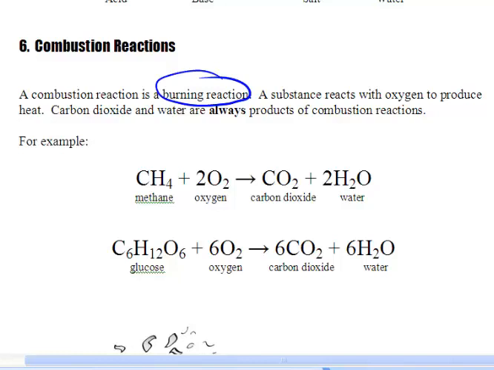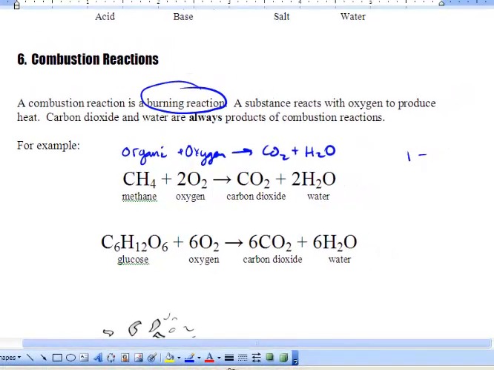So right now we've got CH4, which is methane, and usually we have an organic molecule plus oxygen, and we always get CO2 plus water. Now, when we're balancing combustion reactions, we always do the C's first, we do the H's second, and then we always do our O's last. And we always do our O's last because sometimes we get a fraction, and then we need to multiply the whole thing by 2. And you'll see an example like that.